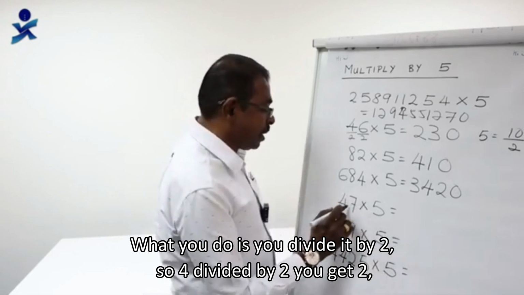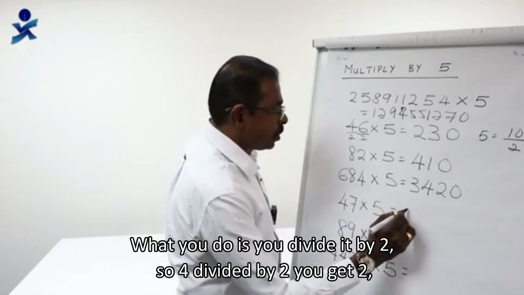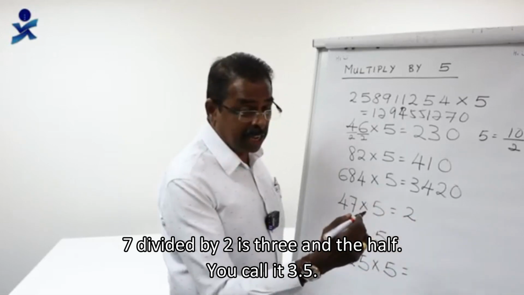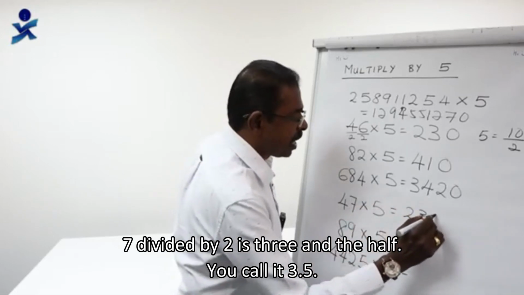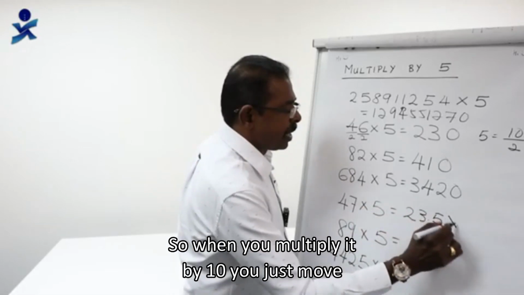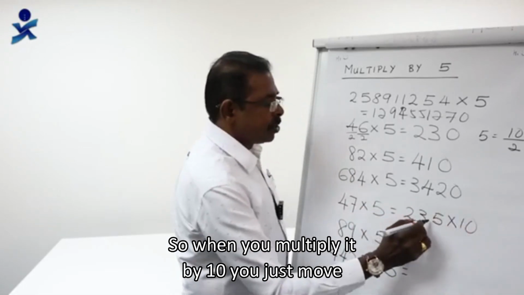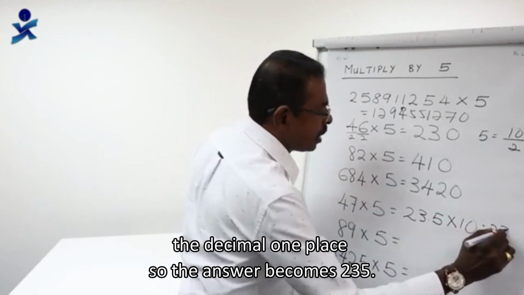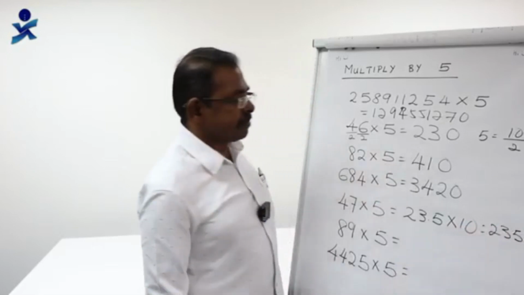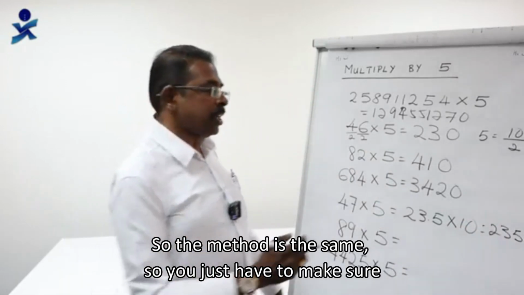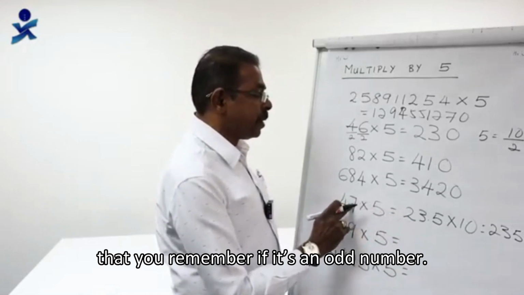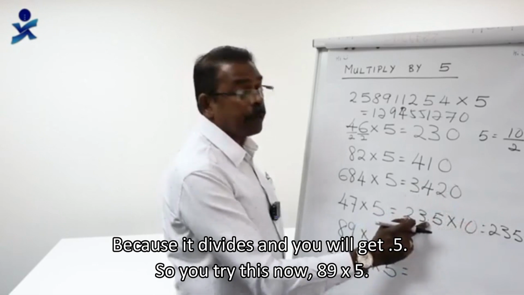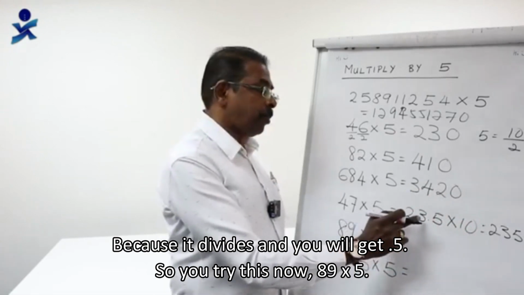What you do is, you divide it by 2. So 4 divided by 2, you get 2. 7 divided by 2 is 3.5. You call it 3.5. So when you multiply it by 10, you just move the decimal one place. So the answer becomes 235. So the method is the same. So you just have to make sure that you remember if it is an odd number, instead of putting a 0, you put a 5 at the back. Why? Because it divides and gets 0.5.